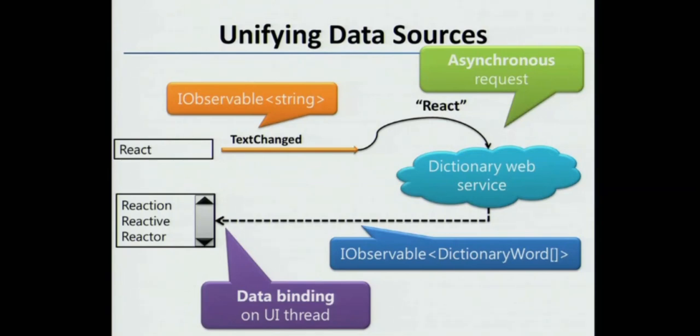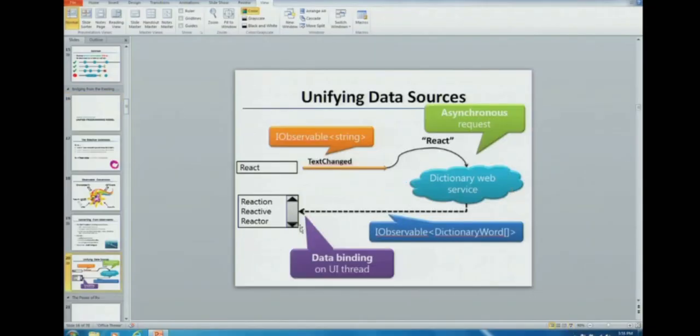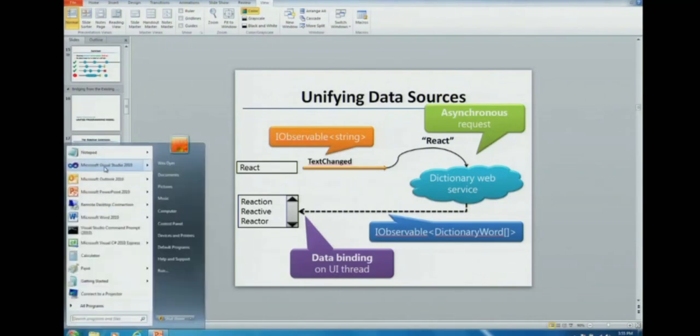That's right, we're composing the two data sources together. That is the beauty of Rx: we can bring together events and asynchronous programming into one common model. All right, so let's have Bart show us what that means in code.